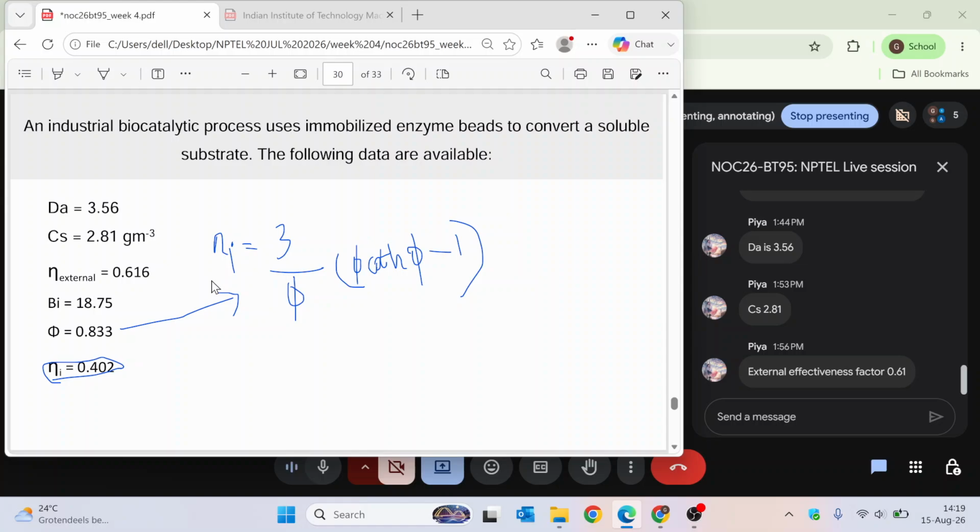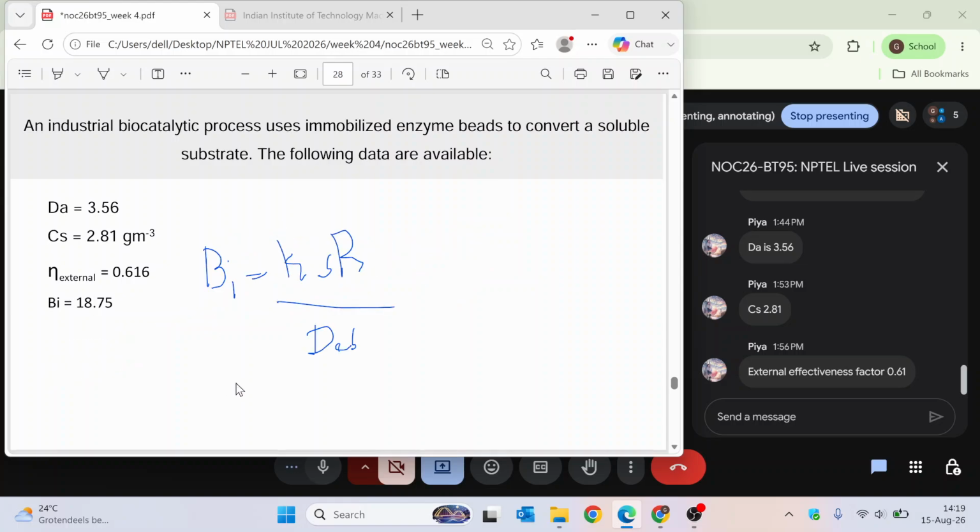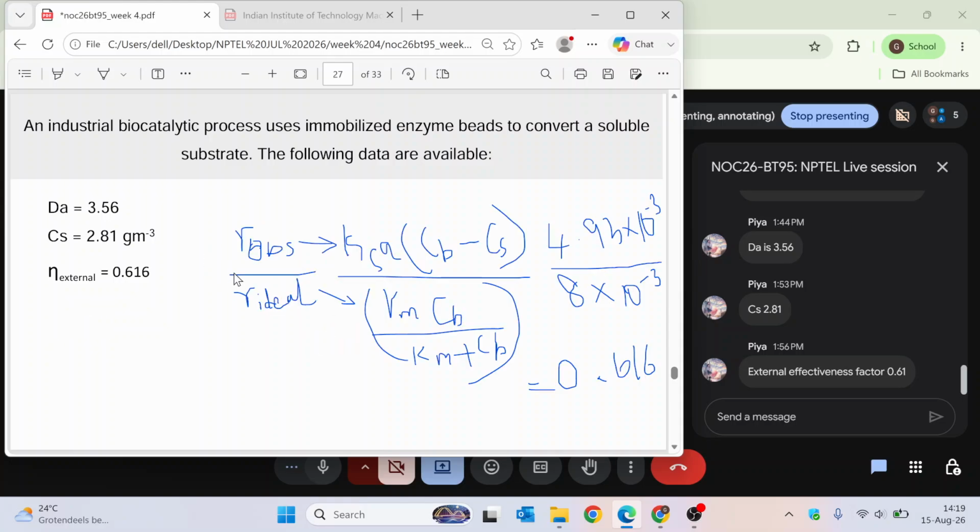How do you increase the flow rate? By increasing the agitation. This will eventually increase your Ks value. From this equation, if you increase your Ks value, you see that your Biot number is also increasing, which means your external mass transfer resistance is going to decrease.